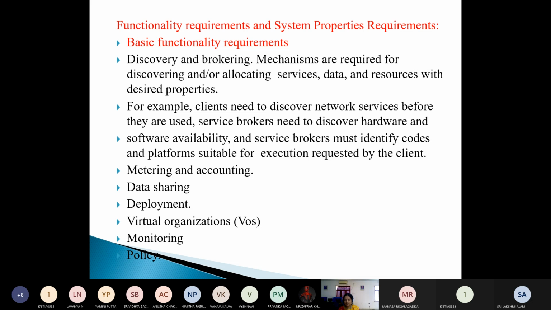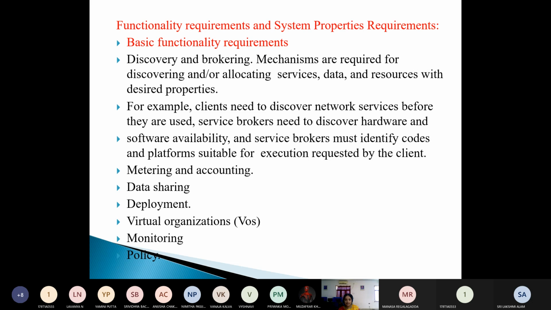So what is the example? First, clients need to discover a network service before they use it. Before performing the task, we first discover the network service. After discovering it, the service brokers need to discover the hardware and software availability, and must identify the code and platform suitable for execution requested by the client. Then there are metering and accounting, data sharing, deployment, virtual organizations, monitoring, and policy. These are the different requests of the clients.